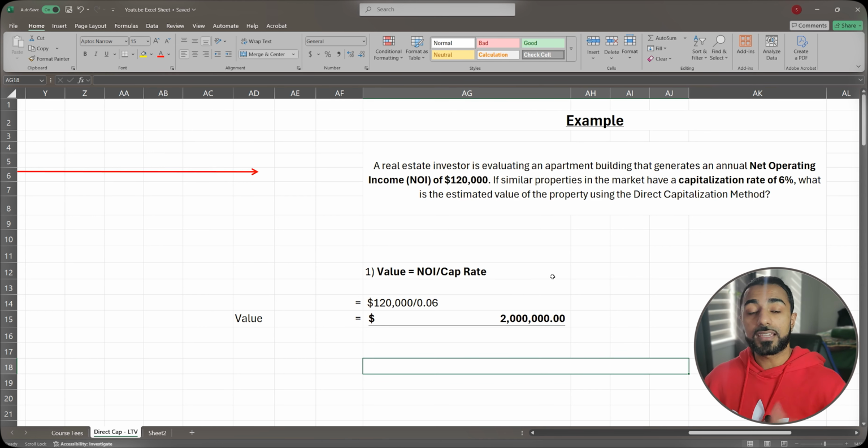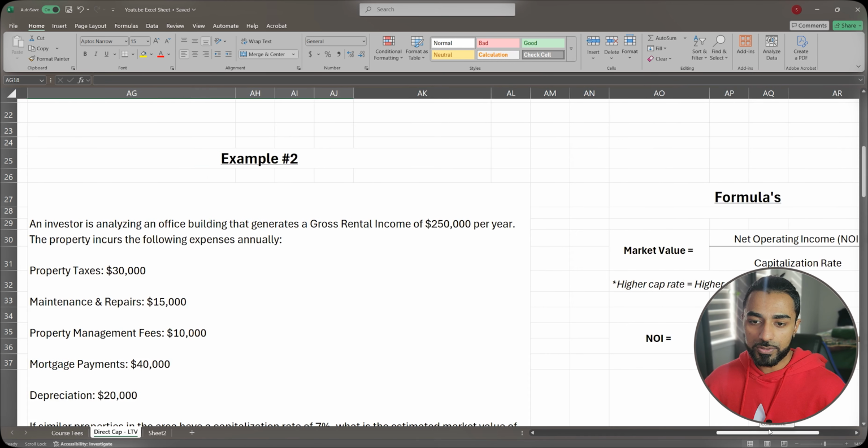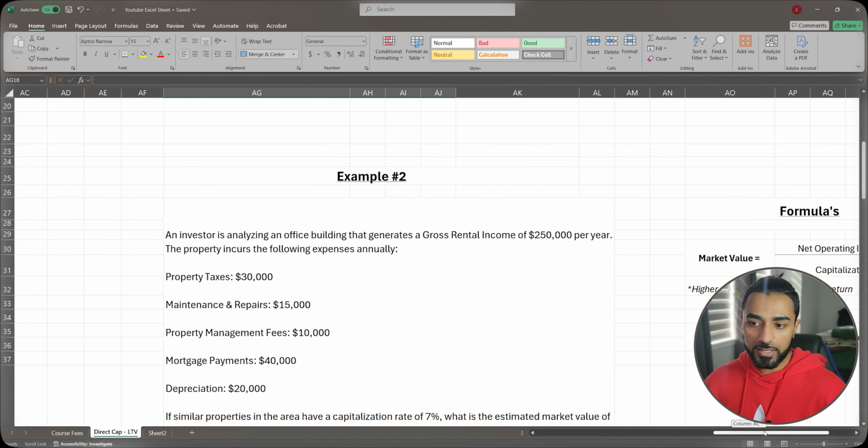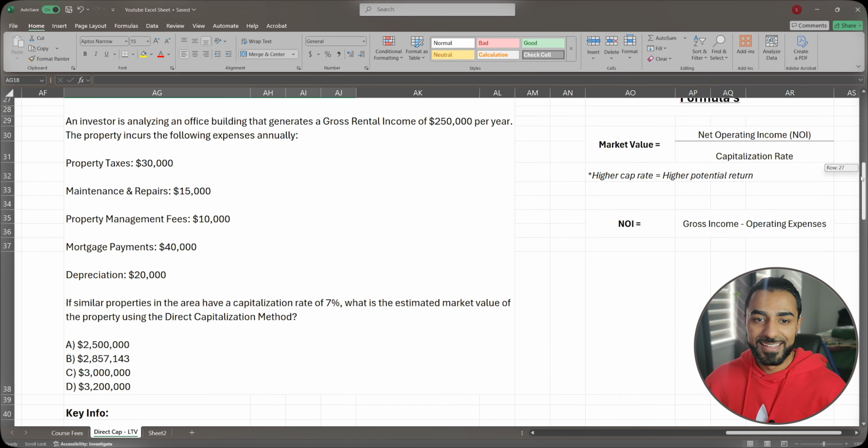Now, there is a second example where they will make it a little bit harder for you. So that's where we get this one here. And keep in mind, we have the formulas on the side. So I'll zoom out just so you guys can see the formulas as well. So, example number 2. This is a multiple choice question. So this is more likely kind of what you're going to see in the exam.